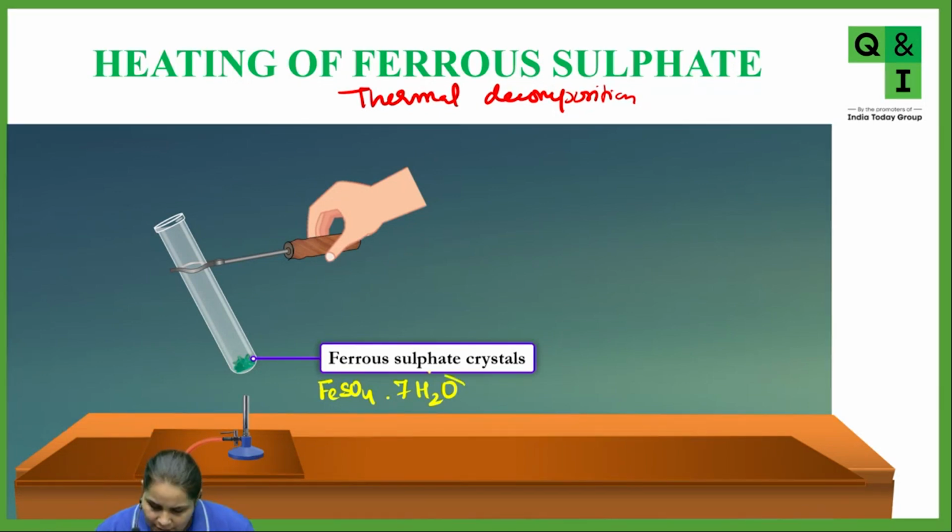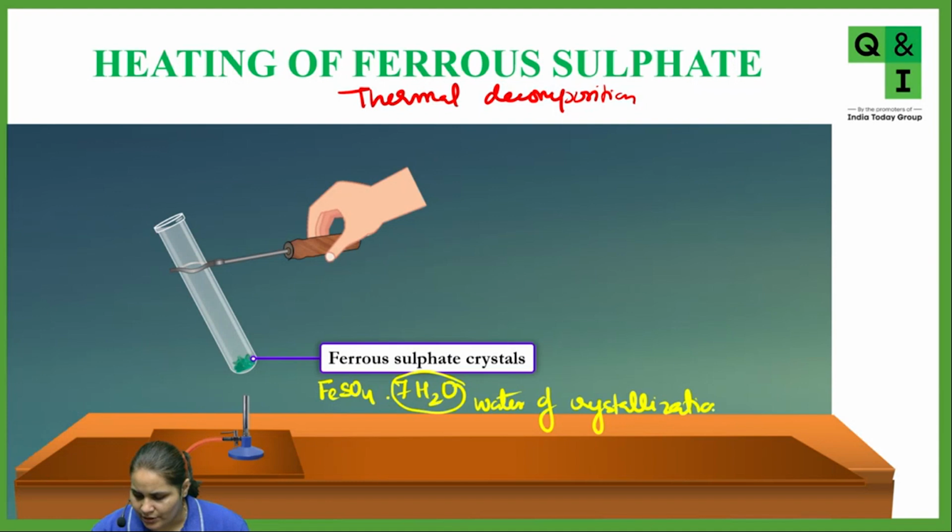So we call them water of crystallization. Right, we call them water of crystallization, these 7 molecules which are associated with one molecule of the compound ferrous sulfate. Okay, so this is FeSO4.7H2O, which is green in color, and we call it green vitriol.